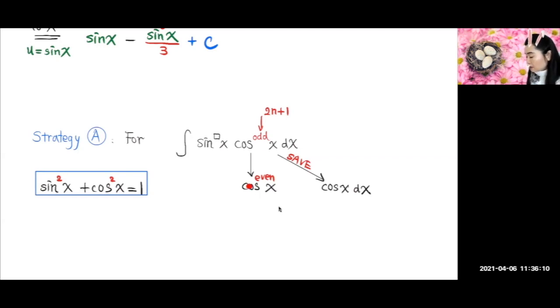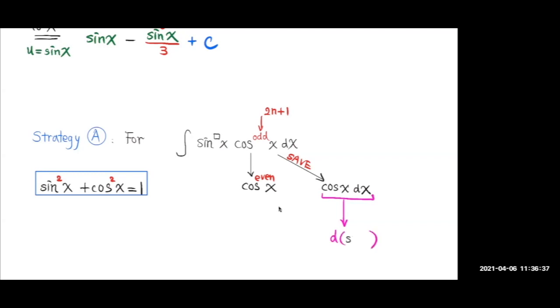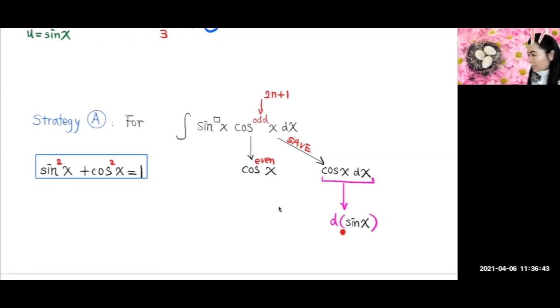That way, the remaining power on cosine x here will be even, okay? And after that, this part will become d of what? D sine x. Sine x, okay? Now, after that, this is an integral with respect to sine x.